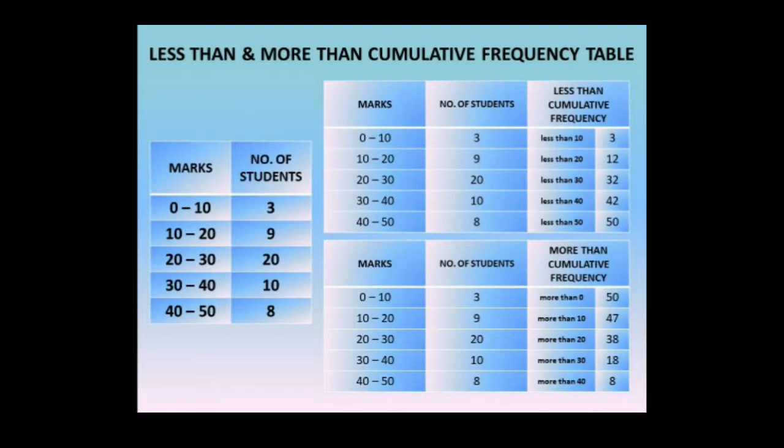Then when you consider more than 30, between 20 to 30, another 20 students are there. So you have to subtract that 20 from 38. When you subtract, you will get 18. So more than 30, 18 students have got marks. Now more than 40, you can see between 30 to 40 there are 10 students. So you are going to subtract that 10 from 18. So remaining is 8. More than 40, 8 students have got marks, and that is what you can see between 40 to 50, there are 8 students.